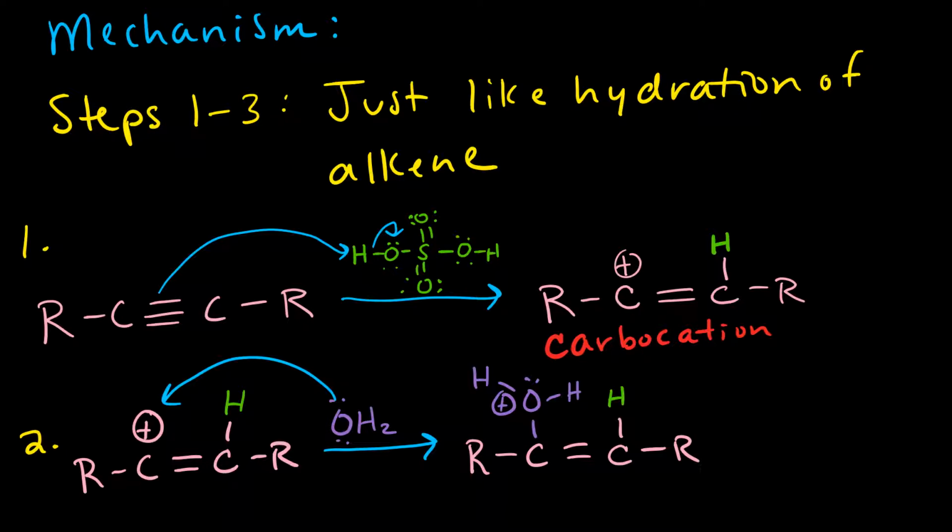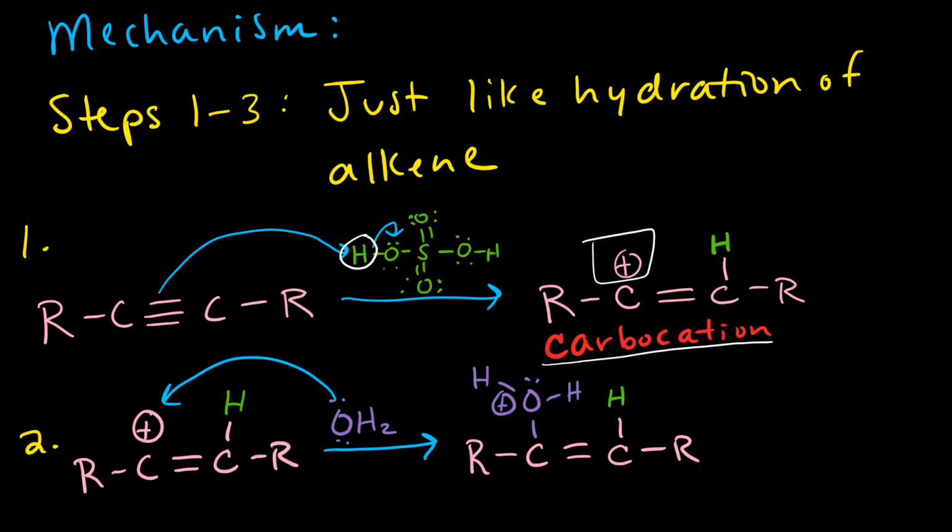The first several steps are going to look exactly like hydrating an alkene. So you start off by deprotonating the sulfuric or toxic acid. The proton goes to one side, the other side is left as a carbocation. So you get this kind of weird looking carbocation with the positive charge on a double bond.